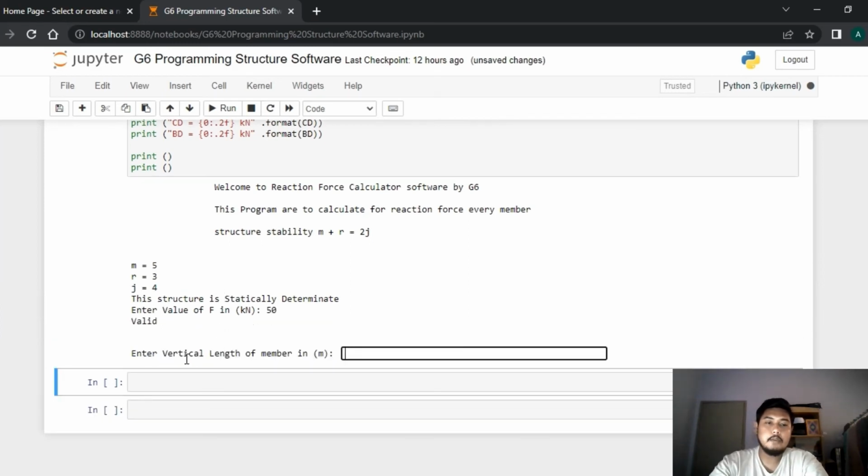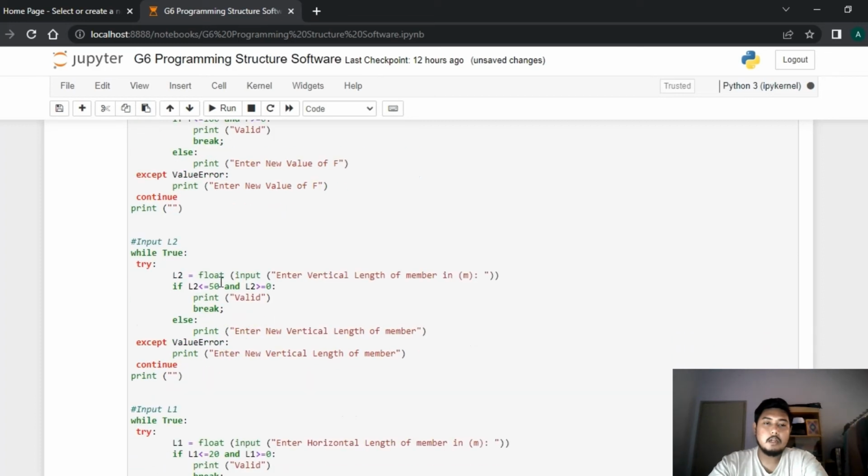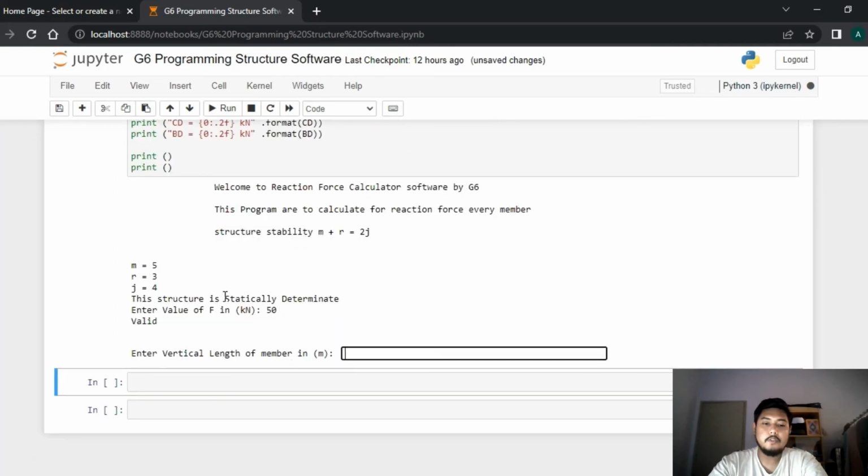Then it will ask you about the vertical length, represented by L2. We have set the limitation that we must insert a value of L2 less than 50 and greater than 0. If you put any value outside the limitation, the software will ask you for a new vertical length. So the range is between 0 and 50. We put 45.